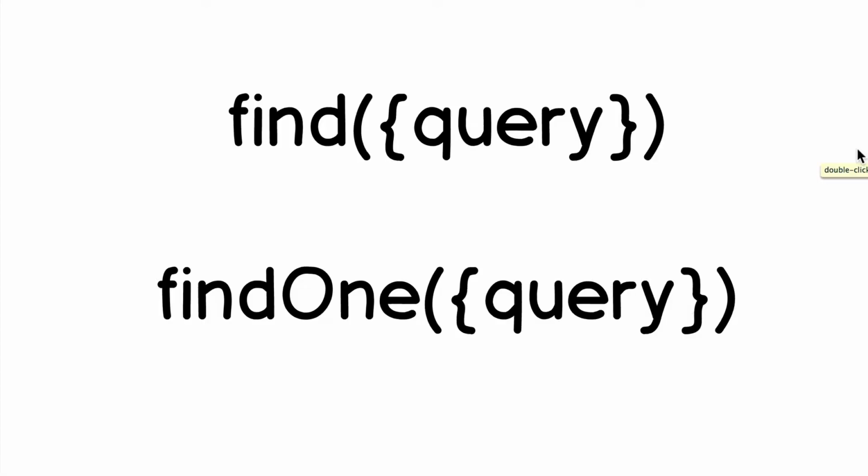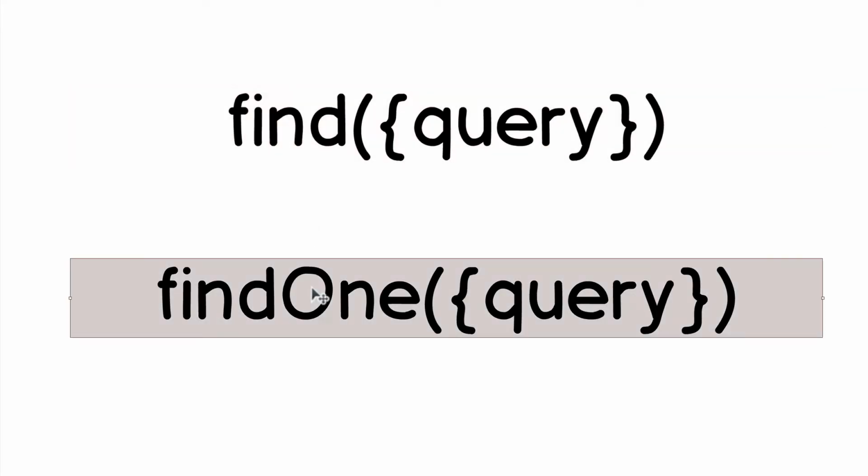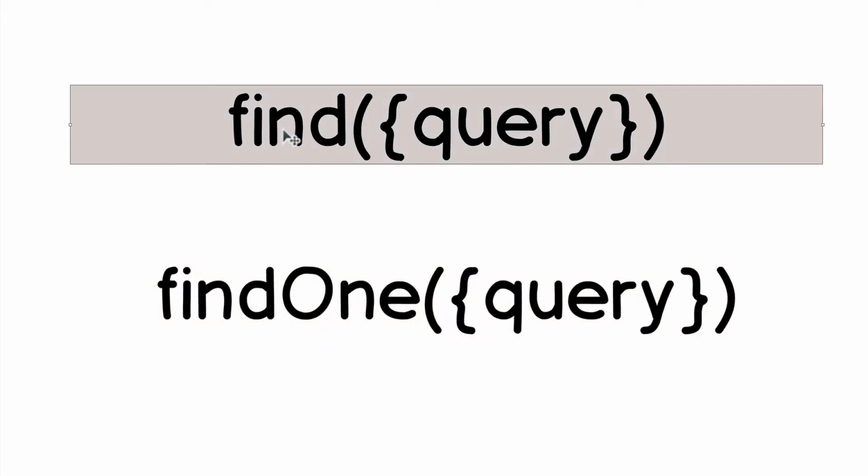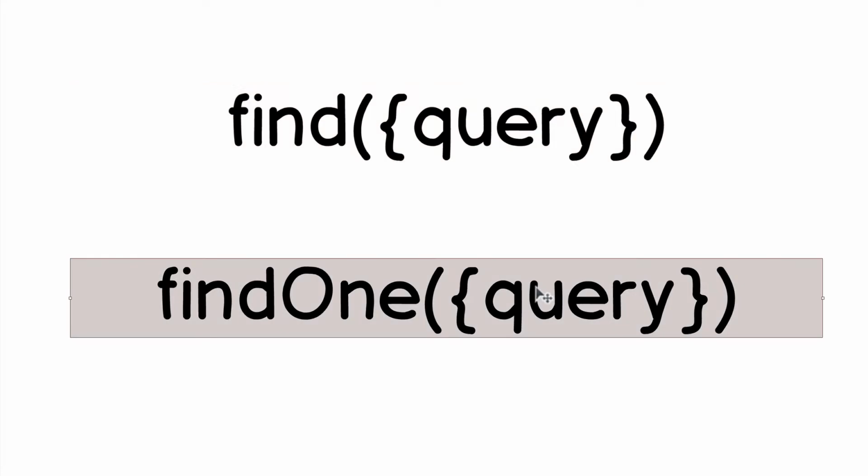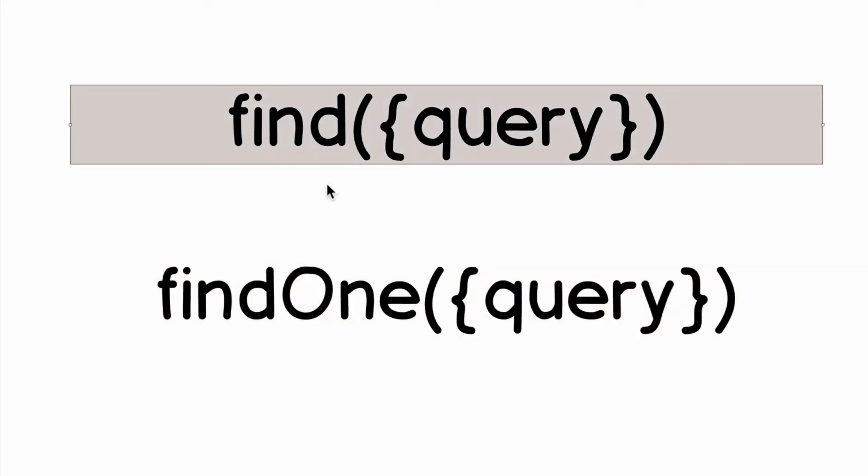Hello and welcome to the finding documents section. In this section, we will talk about read operations in MongoDB. You can use two methods, find and findOne. From the names of those methods, it is clear that findOne will return just one document, and find may return several documents, in fact all that match this query.